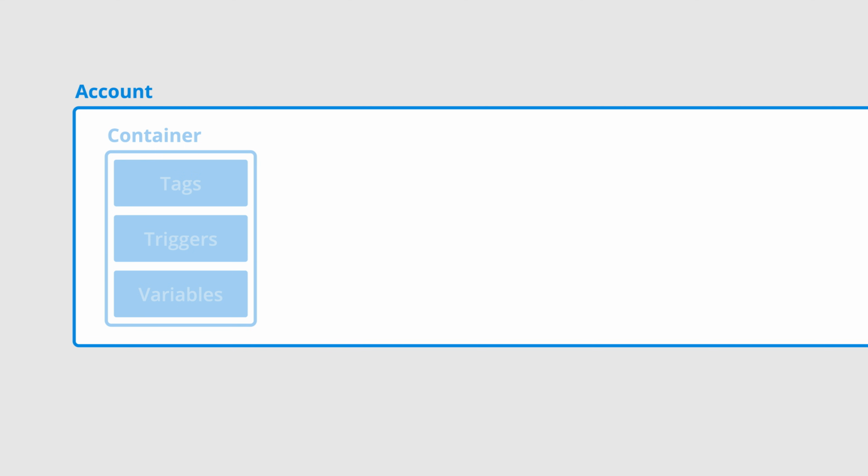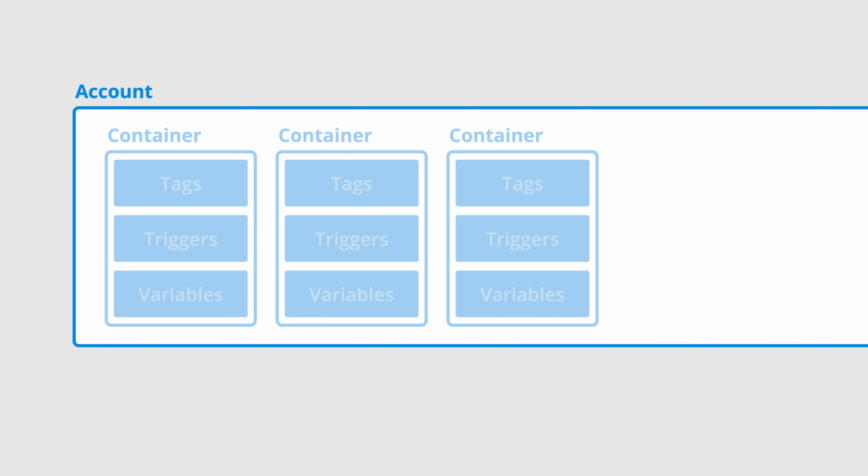A Google Tag Manager account can store one or more containers. Typically, you will have one account for your organization and then one container in the account. However, you might have multiple containers and even multiple accounts. For example, if you are looking after the tags for two different businesses, then you will have a separate Google Tag Manager account for each business.